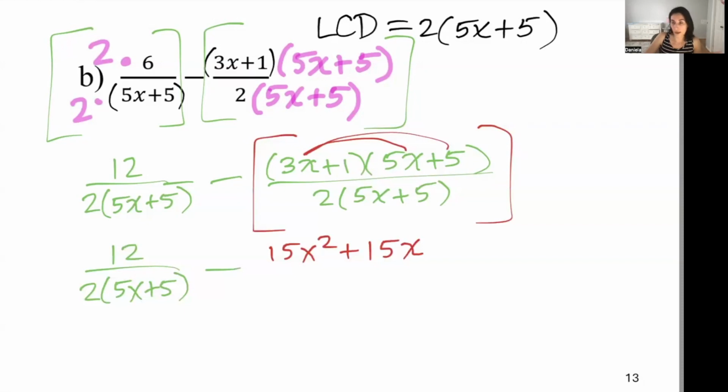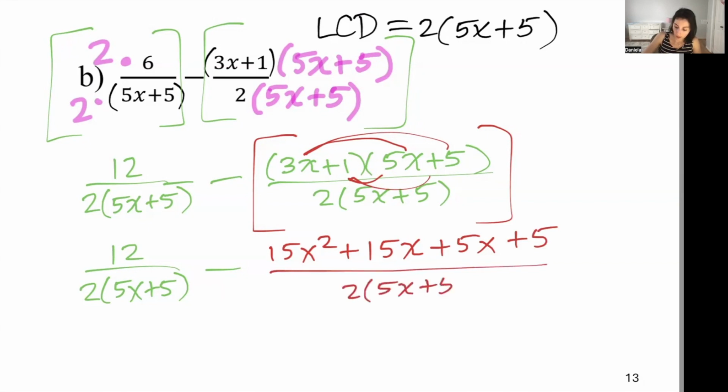If you want to FOIL, you can. I always just distribute. So we distributed the 3x. Now we're going to distribute the 1, right? 1 times 5x, so that would be plus 5x. And then 1 times 5, so that's plus 5. And then that's all over that denominator that we didn't touch as well. And then we want to see if you can actually combine like terms. So we're still looking here. Yeah, we can combine those like terms, right?